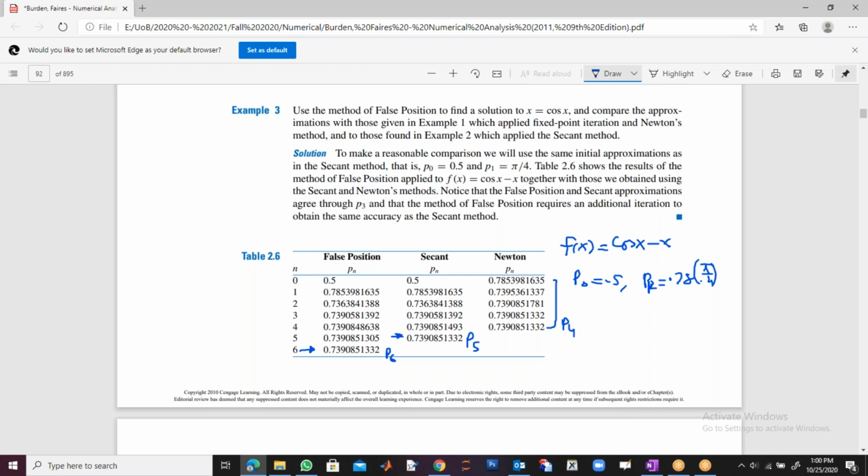Just to give you the comparison, it's not very slow either. If this is giving me P5, it's not that I got 5-6 more iterations. Just one more iteration gave me the answer. But this is not a hard and fast rule. In some examples, it may take many more iterations than secant or Newton. All right, so Newton method is still the best. You can see from this table.